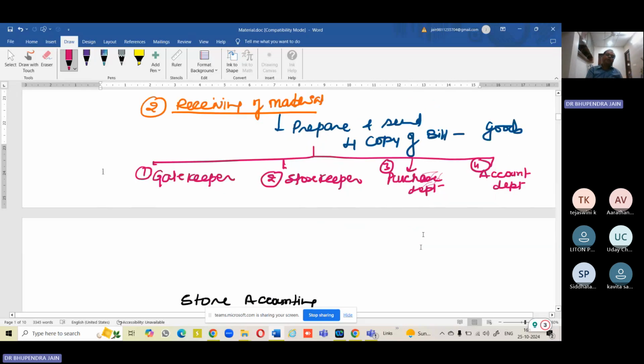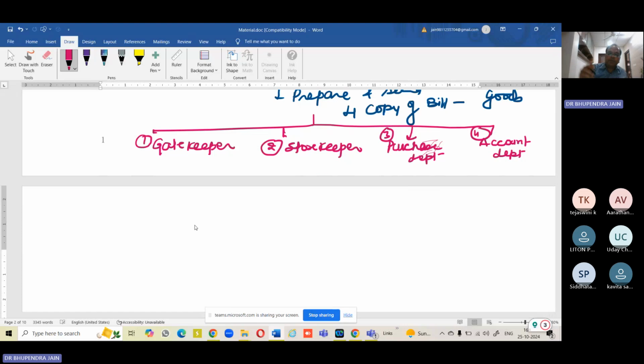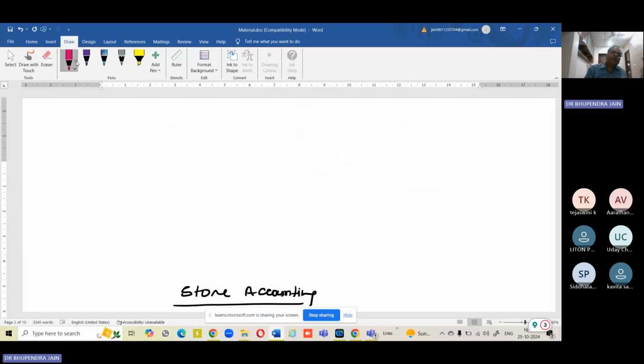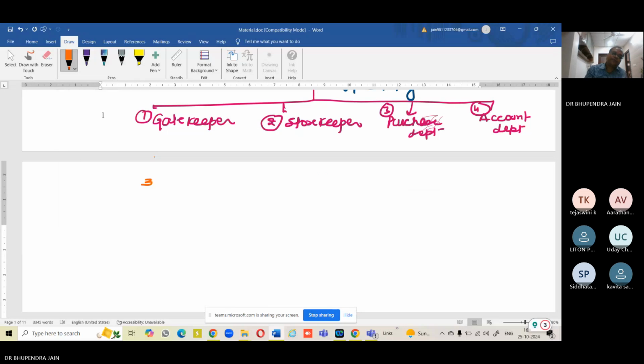Now beta, after receiving the material, what will you do? Now the step number third: inspection of material. Now the question is, who will inspect the material?